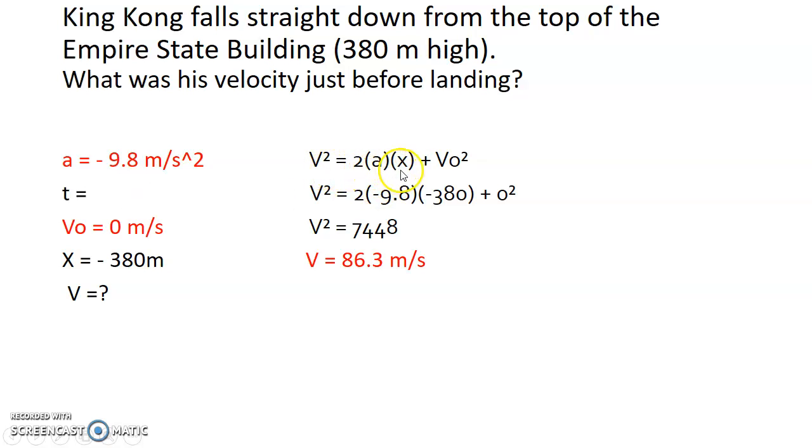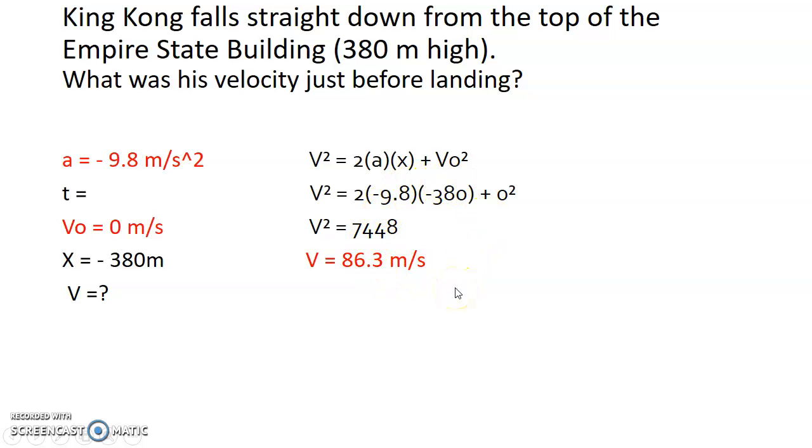I'm going to use v squared equals 2ax plus v0 squared. Plug in my numbers. My v squared equals 7,448. Take my square root, and I get a final velocity of 86.3 meters per second. Okay.